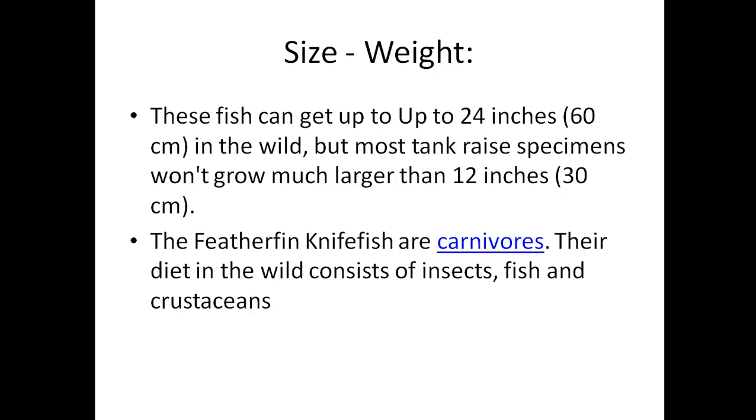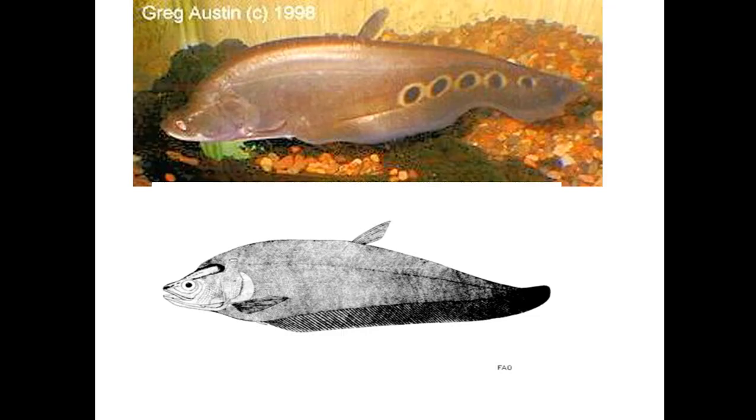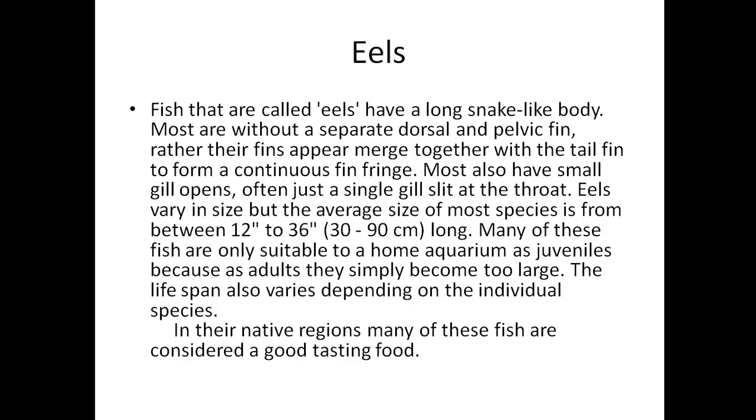This fish can go up to 24 inches or 60 centimeters in the wild. But if you cultivate it, if you go for fish culture, specimens would not go larger than 12 inches or 30 centimeters, or you don't allow them by the time you harvest it. This featherfin knifefish is a carnivore. Mostly their diet consists of insects, fish and crustaceans, though some fishes can eat the tender roots of aquatic plants. So this is another photograph of this Notopterus.